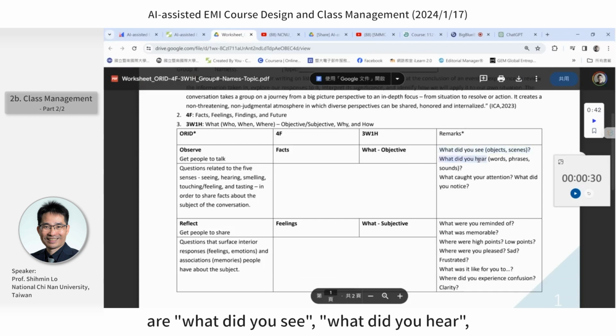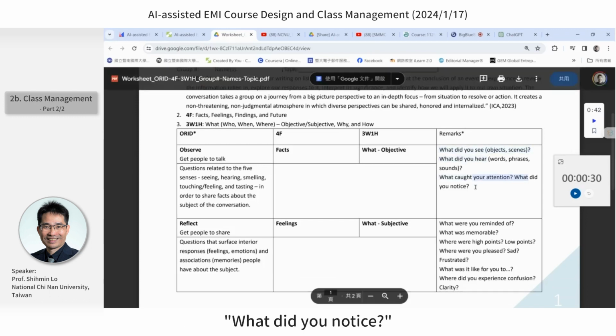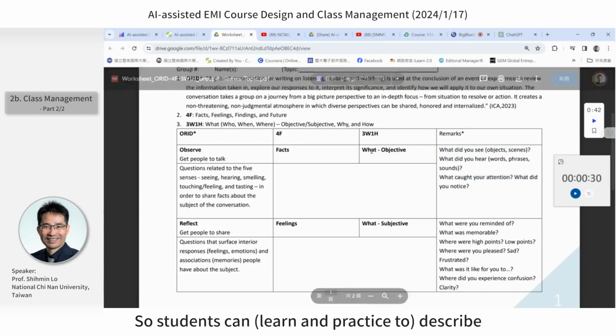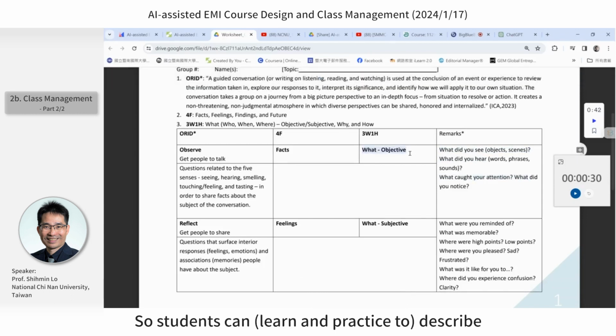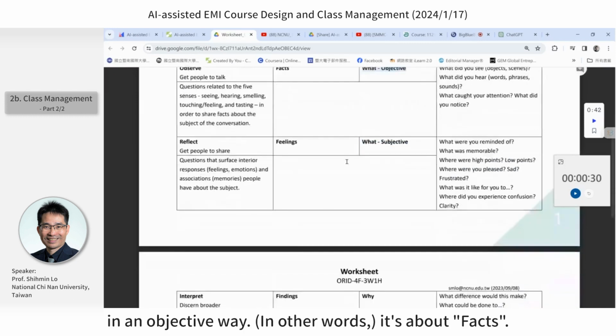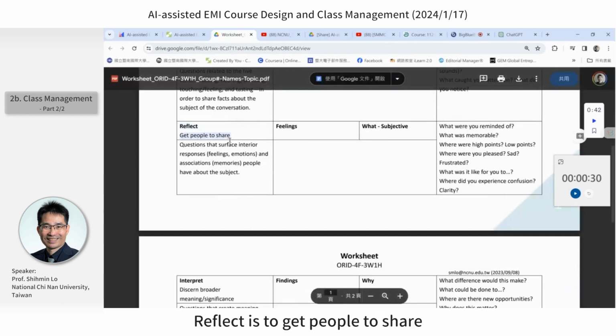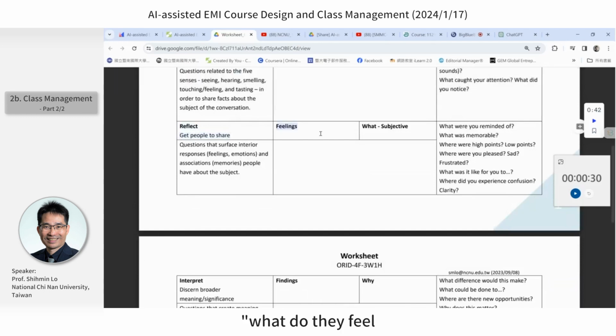Or what did you hear? Or what caught your attention? What did you notice? So students can describe what they have observed in an objective way. So it's about facts. And the second one is reflect. Reflect is to get people to share. So what do they feel, and what are their opinions?